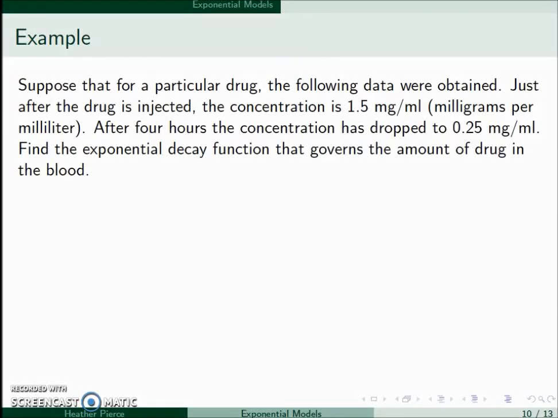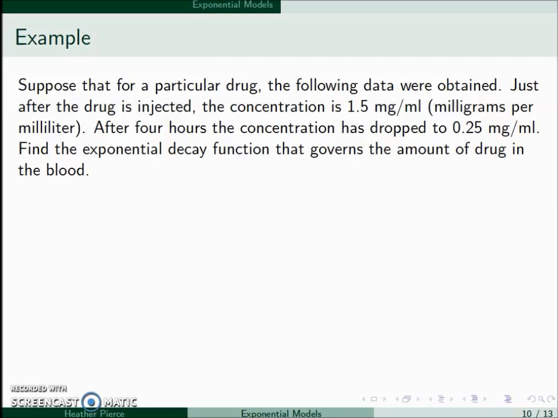So now we'll suppose for a particular drug, we know that after the drug is injected, the concentration is 1.5 milligrams per milliliter. After 4 hours, the concentration has dropped to 0.25 milligrams per milliliter. We want to find an exponential decay function.